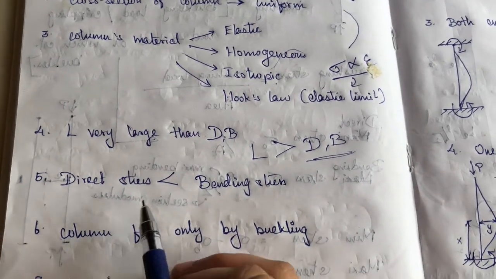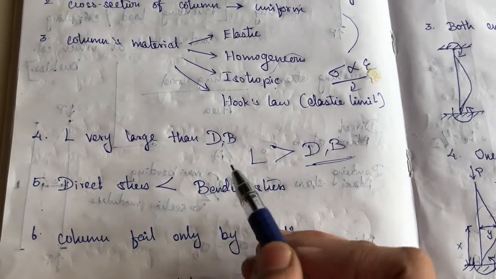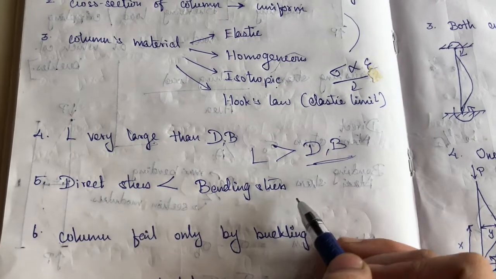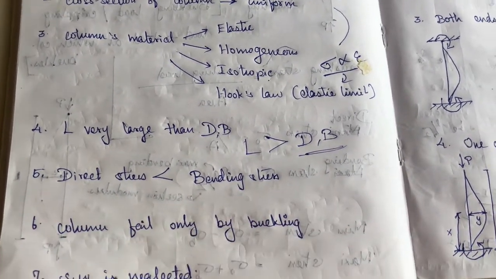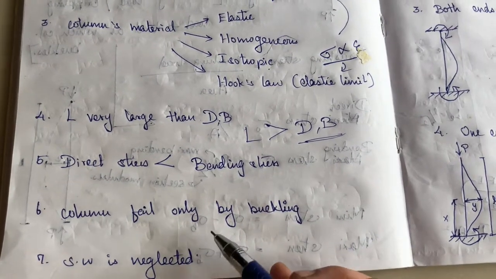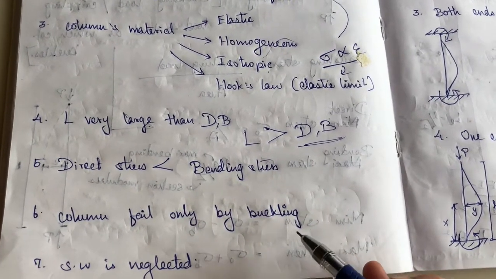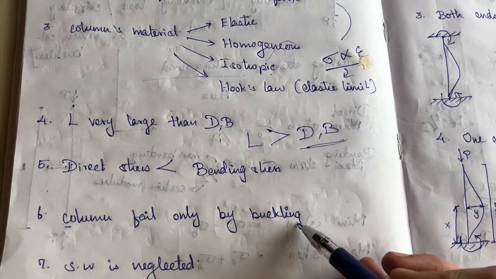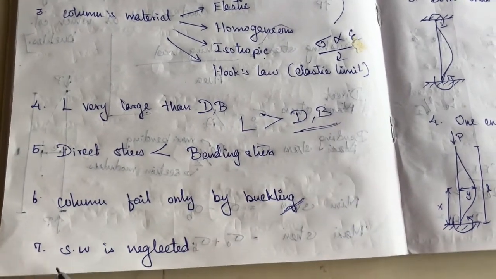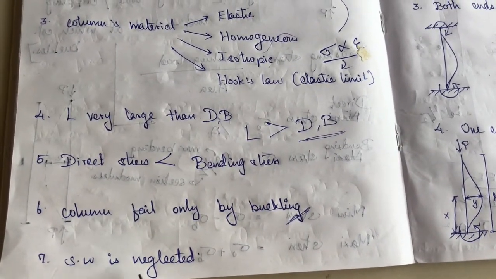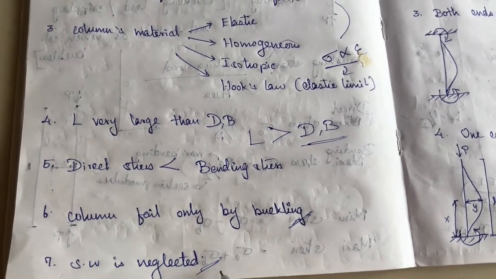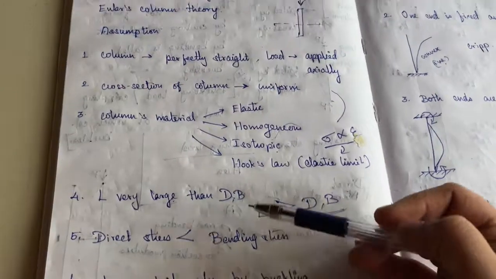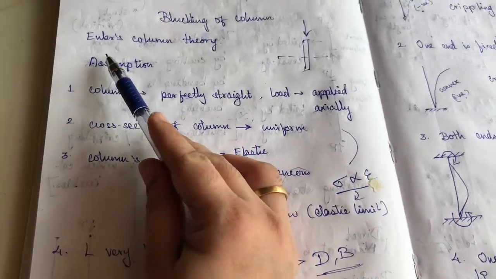Next one, direct stress is always less than bending stress. Yes, because in long columns it is almost negligible. The column fails only by buckling. Yes, it is a long column, so it will fail only by buckling. Self-weight is neglected. So these are the 7 assumptions under Euler's column theory.